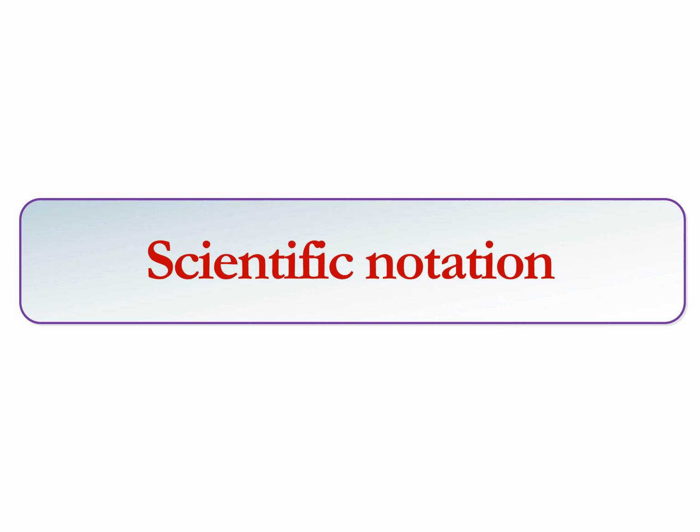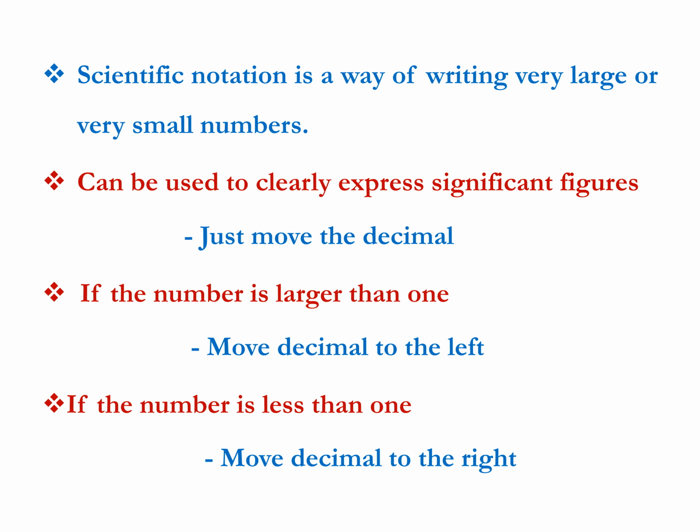So now we move on to scientific notation. So, what is scientific notation? Scientific notation is a way of writing either a very large number or a very small number. So we use scientific notation to clearly express significant figures. The only thing you need to do is just to move the decimal.